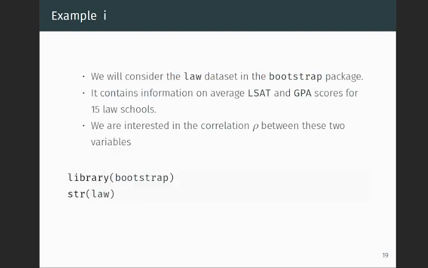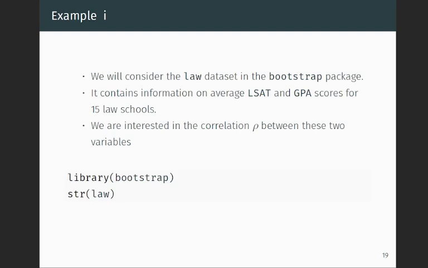Okay, and then let's look at a second example, which is a bit different, and we'll be revisiting that example in the next lecture. So we'll consider the law dataset in the bootstrap package. What the law dataset contains is information on average LSAT and GPA scores for 15 law schools. So each row is a law school, and the LSAT value is the average LSAT score for students in that law school. And what we're interested in studying or measuring is the correlation rho between these two variables.